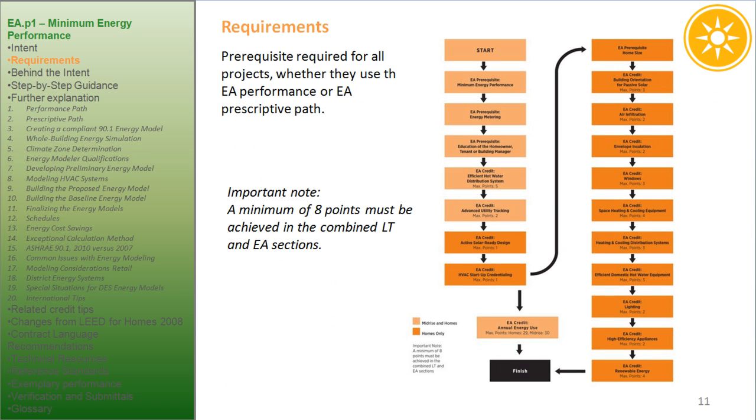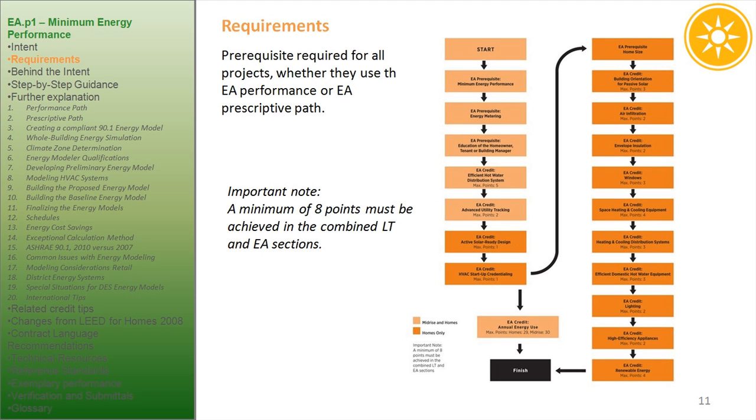Prerequisites required for all projects, whether they use the EA Performance or EA Prescriptive path. Energy and Atmosphere has the highest credit requirements. It has Performance and Prescriptive paths. The maximum possible points to be earned is 38 points. Important note: a minimum of 8 points must be achieved in the combined LT and DIA sections.